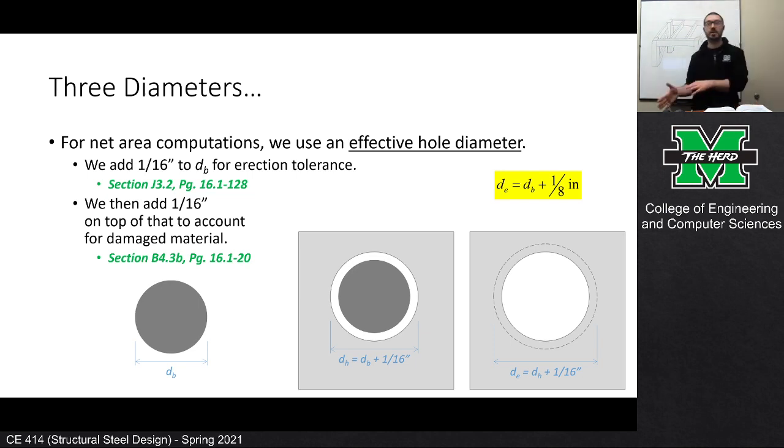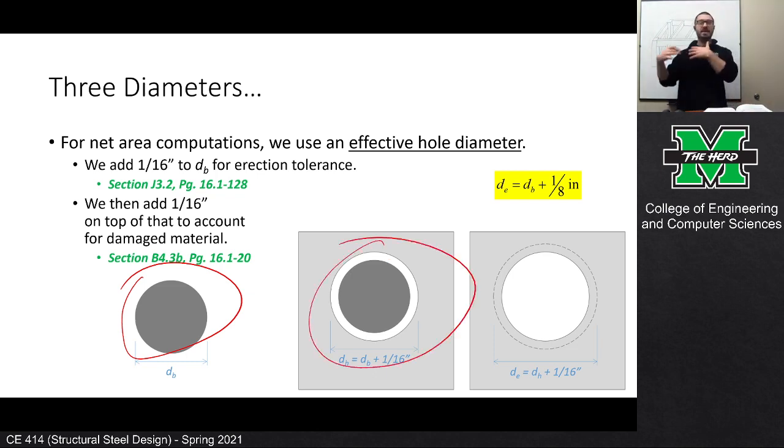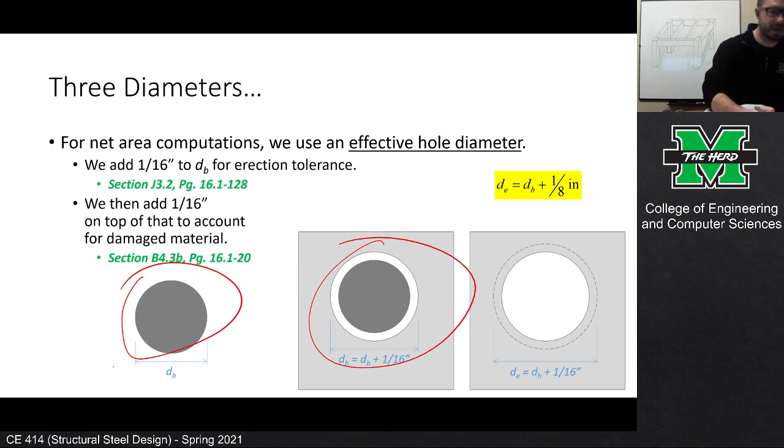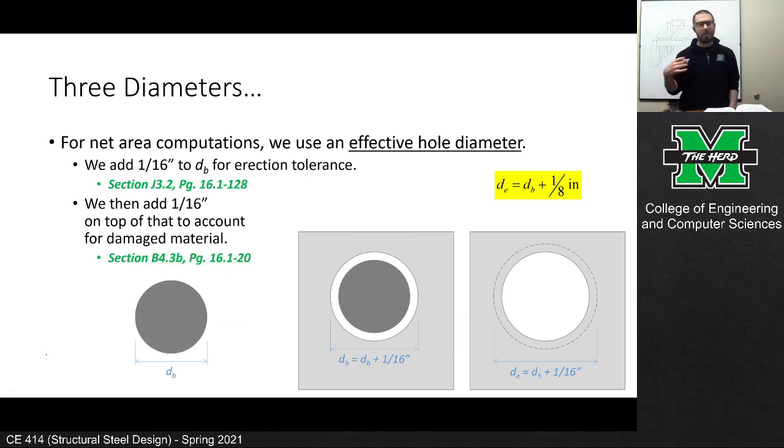We call that erection tolerance. For standard size holes in structural steel design, the holes are drilled 1/16 of an inch larger than the diameter of the bolt. So I have the diameter of the bolt here, but the diameter of the hole is 1/16 of an inch bigger. For standard size holes, that is the standard increment of increase. So there is a difference between the diameter of the bolt and the diameter of the hole.